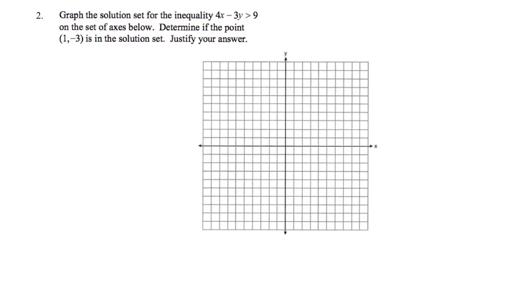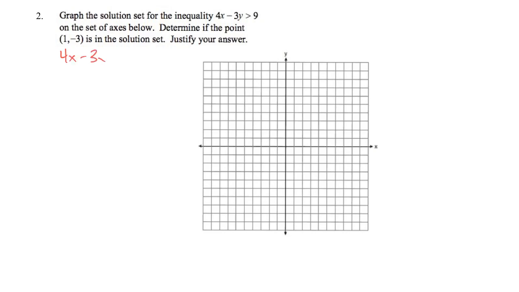Number 2 says graph the solution set for the inequality 4x minus 3y is greater than 9 on the set of axes below. Determine if the point (1, -3) is in the solution set. Okay, so first things first. I've got 4x minus 3y is greater than 9. Let's get that into y equals form.